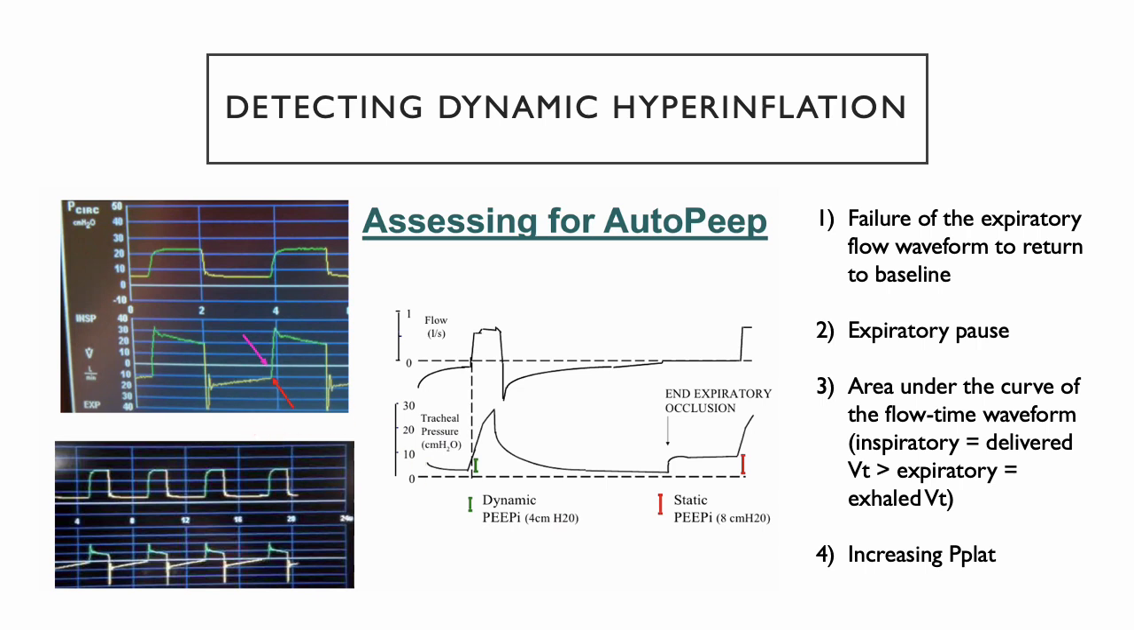Other maneuvers to look for dynamic hyperinflation would include that of doing an end expiratory pause to measure intrinsic PEEP. You can also look at the area under the curve of the flow time waveform, as this corresponds to tidal volume, where the inspiratory tidal volume is larger than the expiratory tidal volume. Lastly, increasing plateau pressure also signifies dynamic hyperinflation, as it represents decreasing lung compliance as lung units are overdistended.